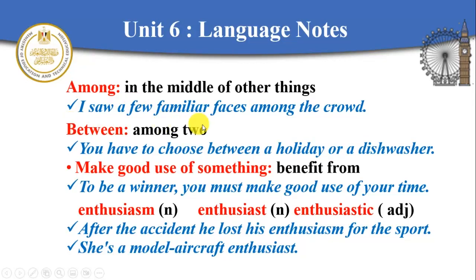So if we have one thing in the middle of groups or in the middle of other things, we use among. Like we have here, I saw a few familiar faces among the crowd. So the crowd here is a group of people. I can also tell you, she dropped her phone among the flowers, among people, and so on. So if we have other things or other groups, and we have one thing in the middle of these groups, we use among. What about the word between? It's for two things or two groups. So it's not one thing in the middle of other things, or in the middle of one group. No, we have two things, comparing between two things or gathering two things, two groups and so on. So this is between. You have to choose between a holiday or a dishwasher. So we have two things, so we use between. But if we have a group and we want one thing among this group, we use the word among.